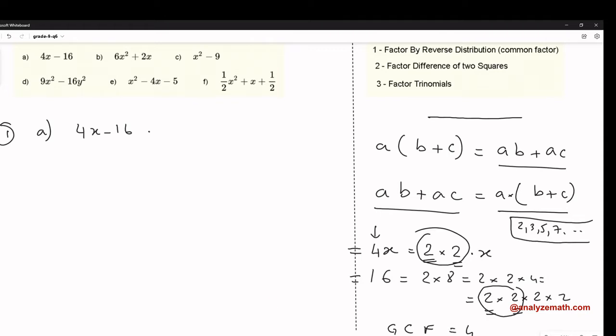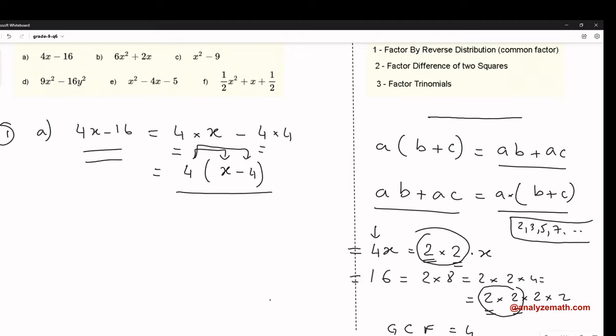So I go back to my expression. 4x is 4, my common factor, multiplied by x. 16 is my common factor, 4, multiplied by 4. This is the common factor. I use the reverse distribution and I write it as 4 times x minus 4. Check. It's always easy to check factoring. 4 times x gives me 4x. 4 times negative 4 gives me minus 16, which is correct.